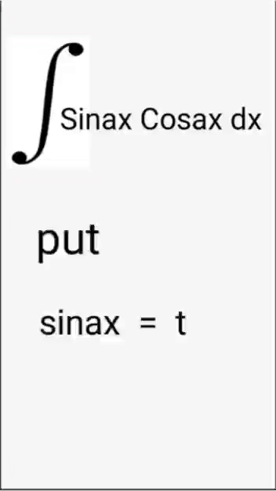same angle, as in this case the angle is ax, so we put cosine of ax or sine of ax equal to some other variable, say t. So we can use this substitution to evaluate such integrals.